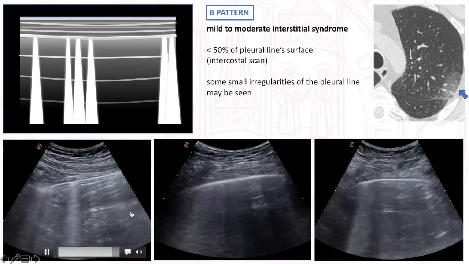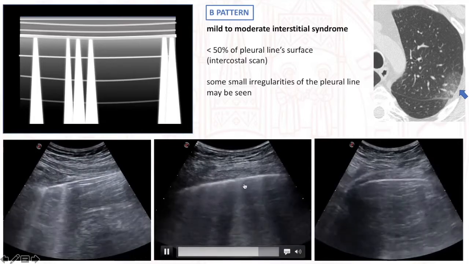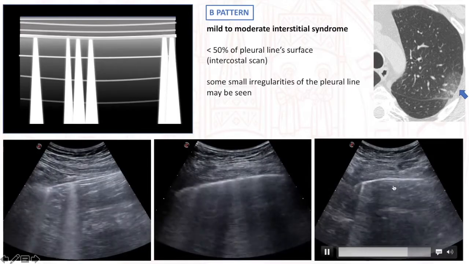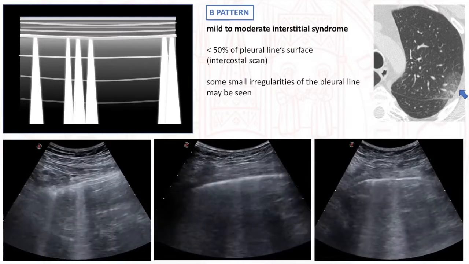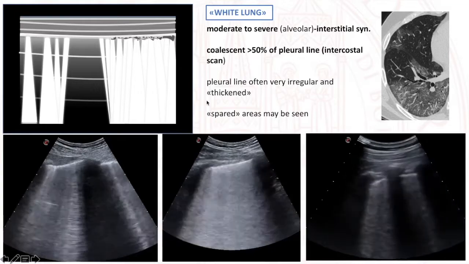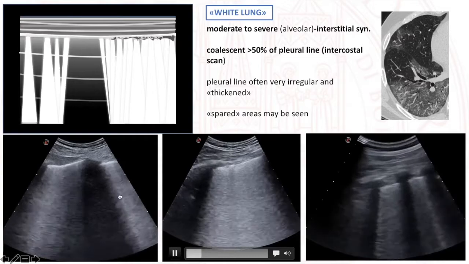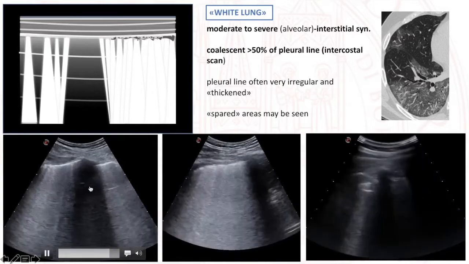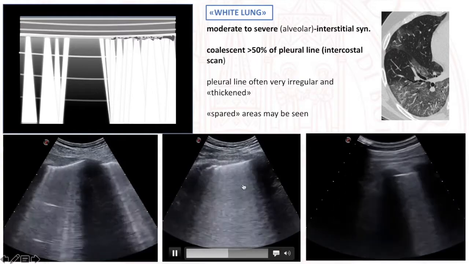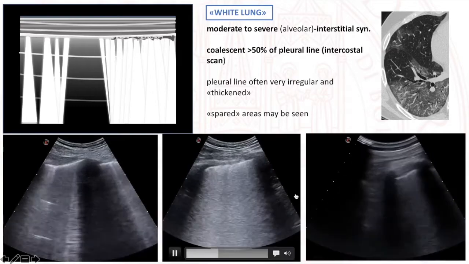Some little irregularities of the pleural line may be seen, as seen here, or here, or here, and they are quite typical of this inflammatory disease. If the interstitial syndrome becomes moderate to severe, then we see that B lines become much more dense and coalescent, like in this case where clearly a white lung pattern is seen, and also here.